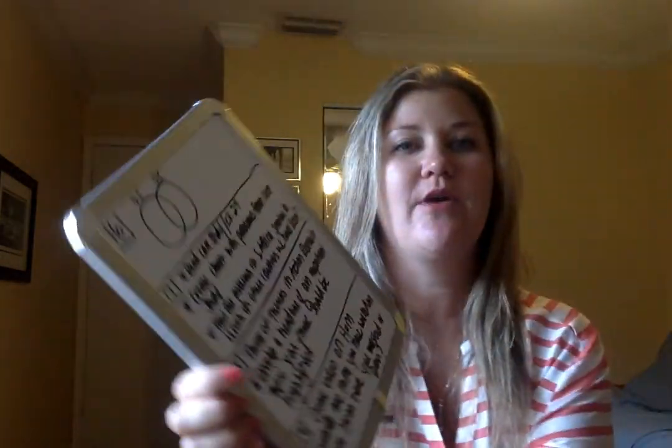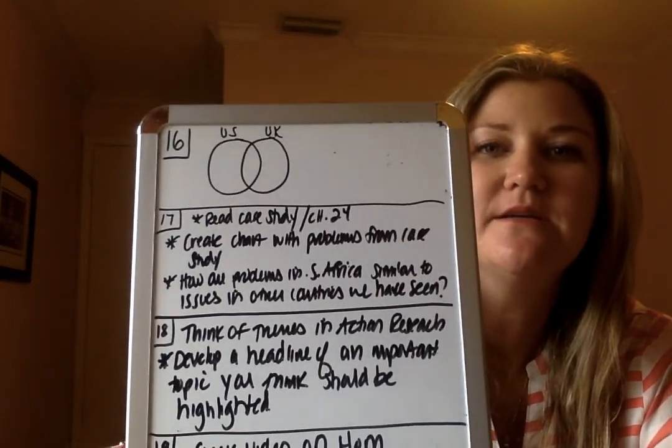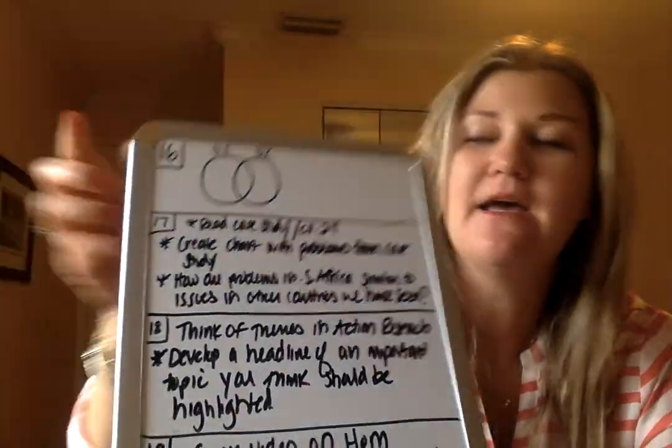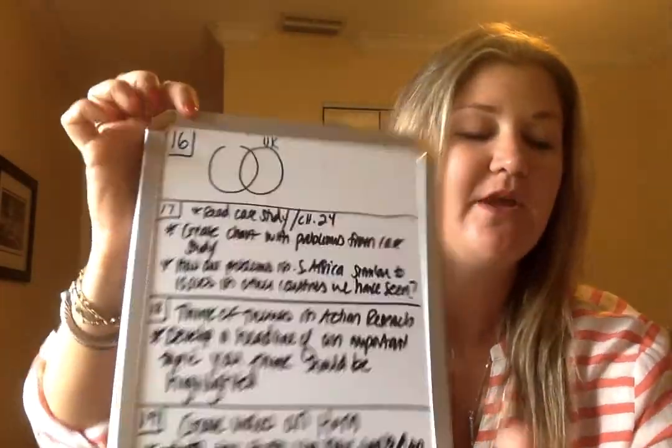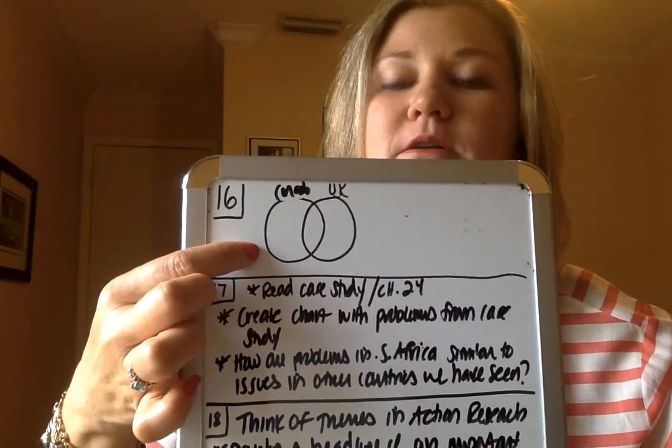So for assignment 16, I want you to create a Venn diagram where you're comparing and contrasting family literacy in Canada and England. So that says the US. It shouldn't say the US. It should say Canada. So you are going to create two circles, and they are going to be overlapping. So I think that you probably by now know what a Venn diagram looks like right here.